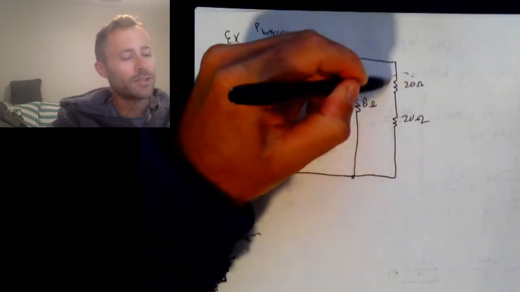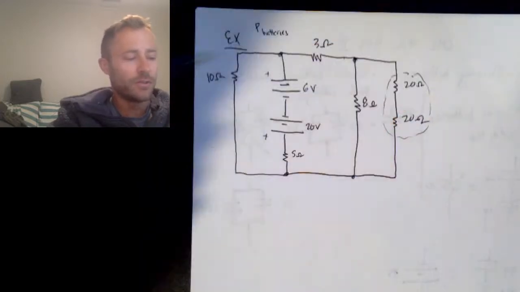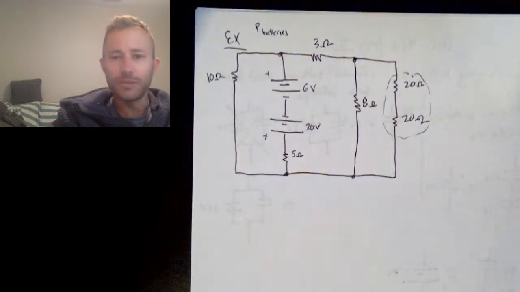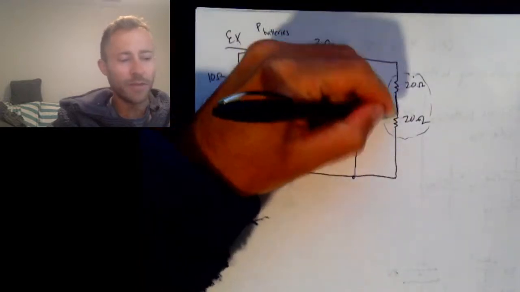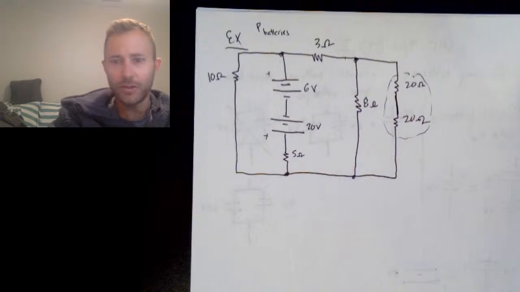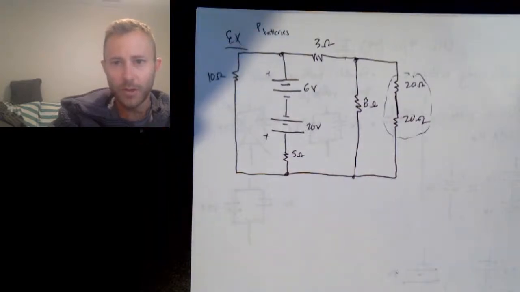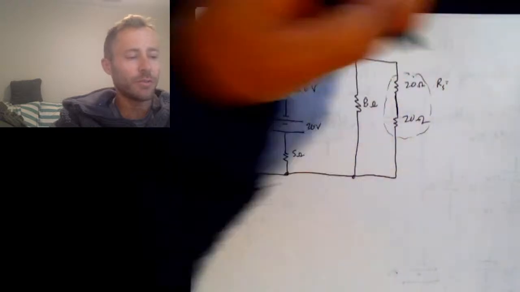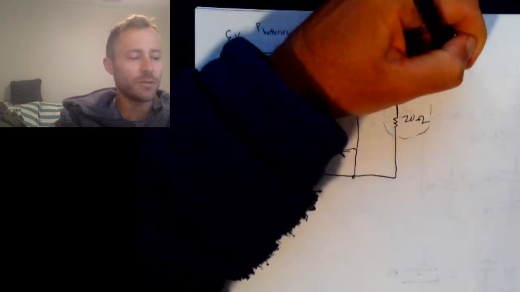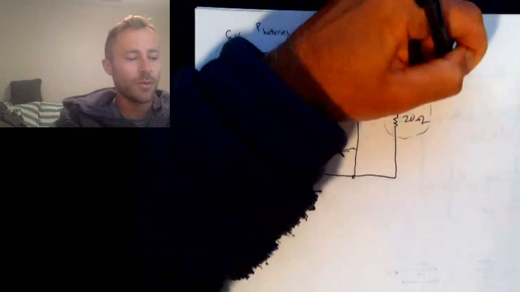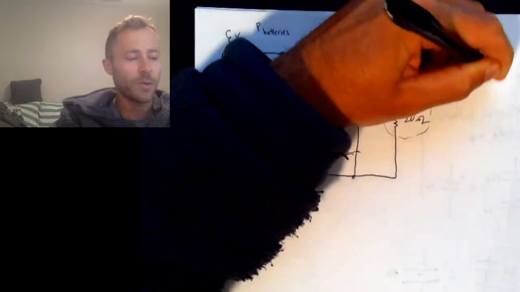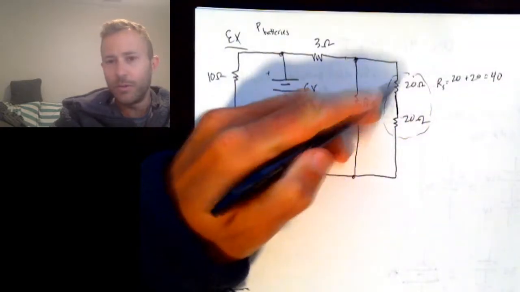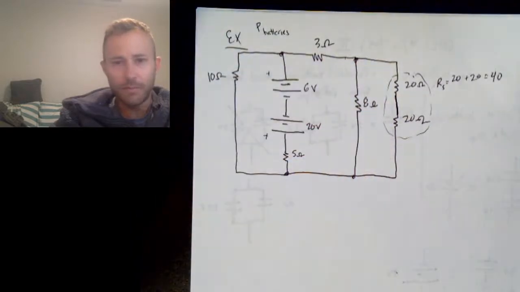So I see that these two are in series because I can go along this path and get from one resistor to the other without the wire forking. Okay, so I'm going to use my series resistor formula, R sub S equals 20 plus 20 equals 40. So these two are equivalent to a single 40 ohm resistor.